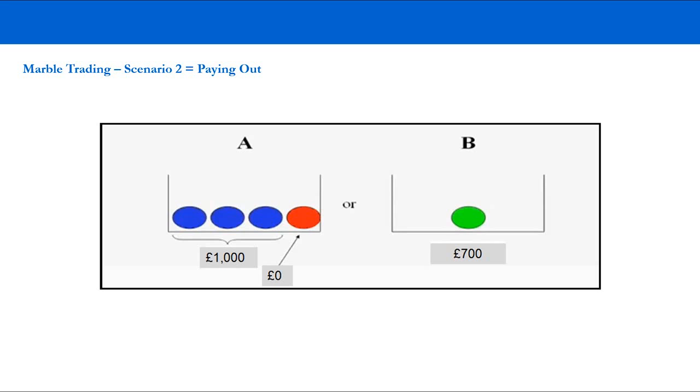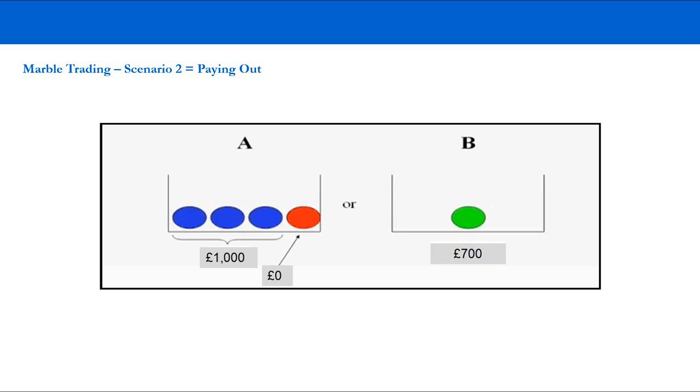So paying out, you are paying me, but you're still putting your hand in the box. So it's not me putting my hand in the box. You're still doing it and you're paying me. So you pull a blue in box A, you pay me £1,000. If you pull a red from box A, you pay me nothing. If you put your hand in B, you have to pay me 700. Which box do you choose?